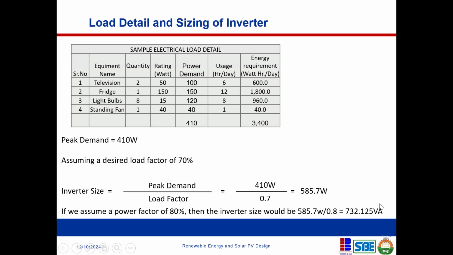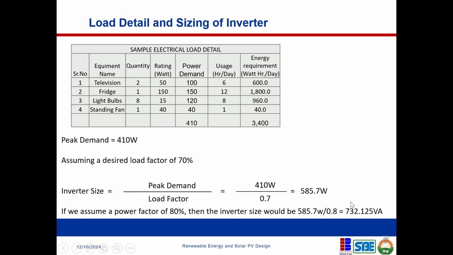Now, always pay attention when you do your calculation. Be careful of the unit. This is VA, not kVA, but VA. If you want to get this in kVA, which you also find in some inverter ratings, you have to divide this again by 1,000. So this will be 0.7, right? Remember, this is the active power.